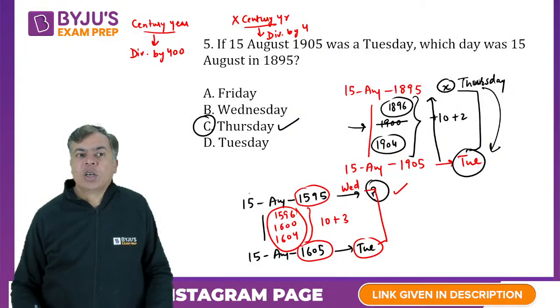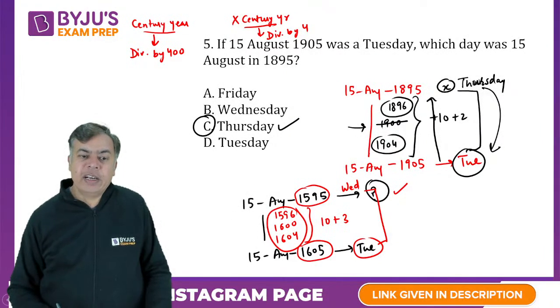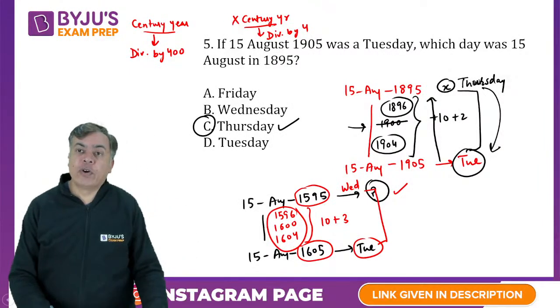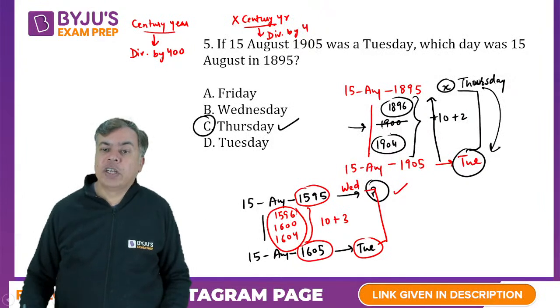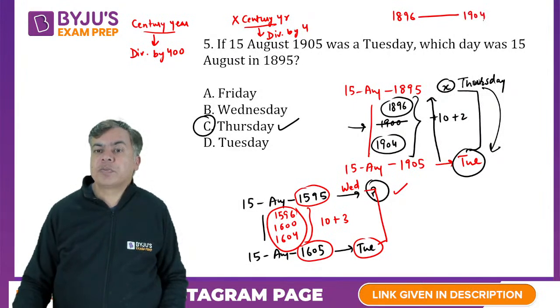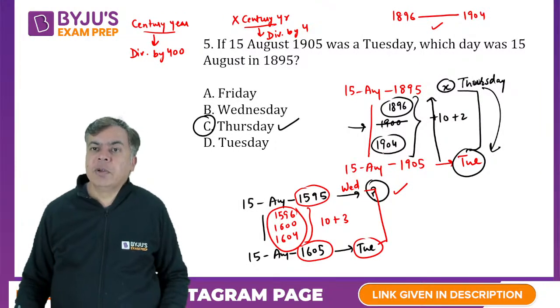Right? So it is not necessary that your leap year comes after every 4 years. In this case, after 1896, the leap year comes after 8 years. Right? It happens like that too.